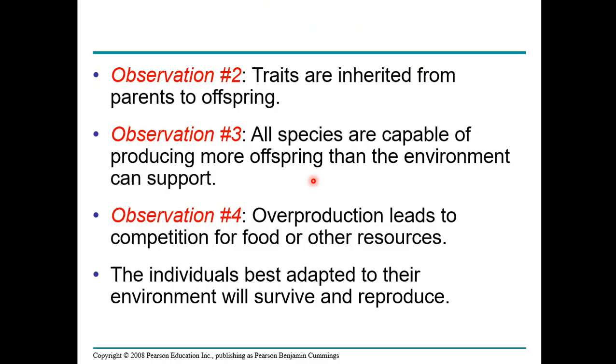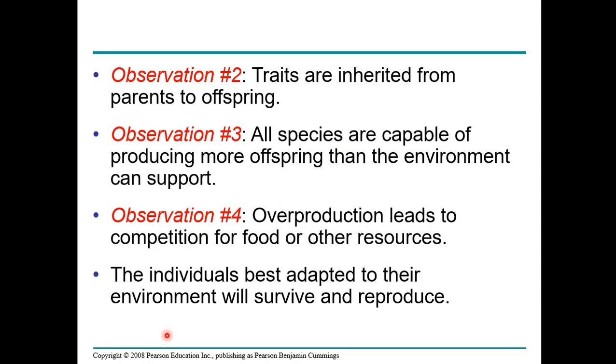Observation 3: all species are capable of producing more offspring than the environment can support. This is what we call the population limit, with logistic growth and exponential growth. That is in ecology. Observation 4: overproduction leads to competition for food and other resources.